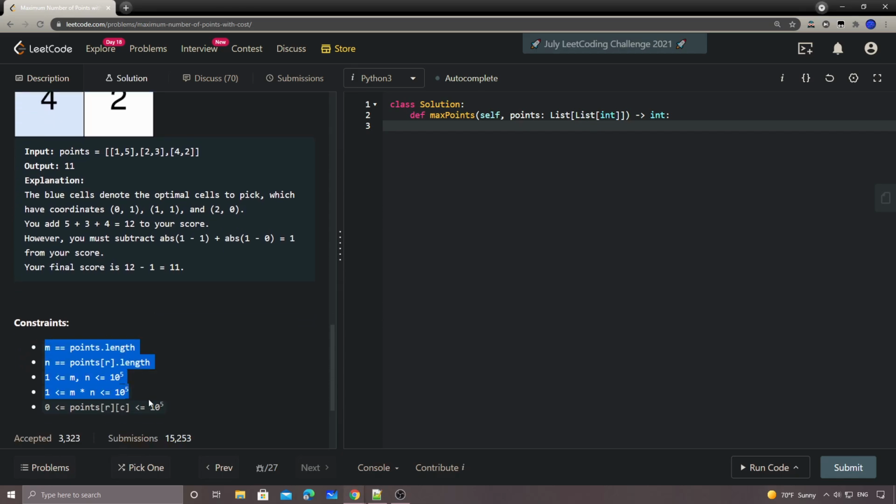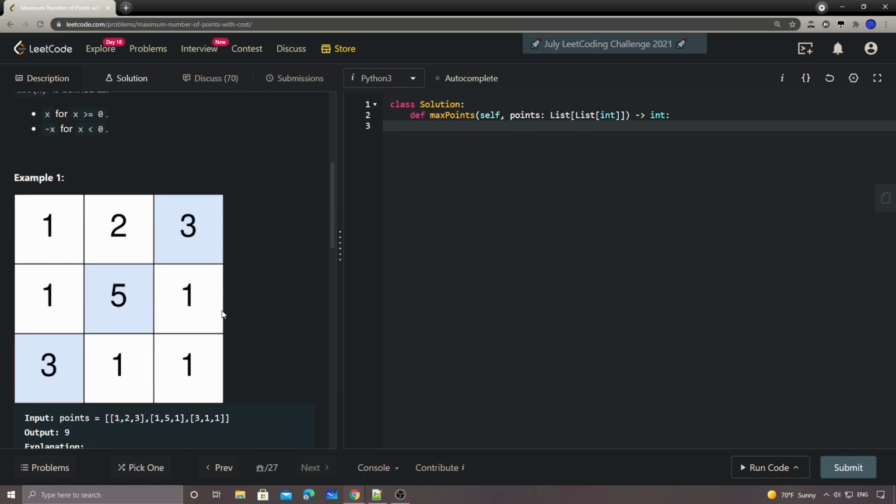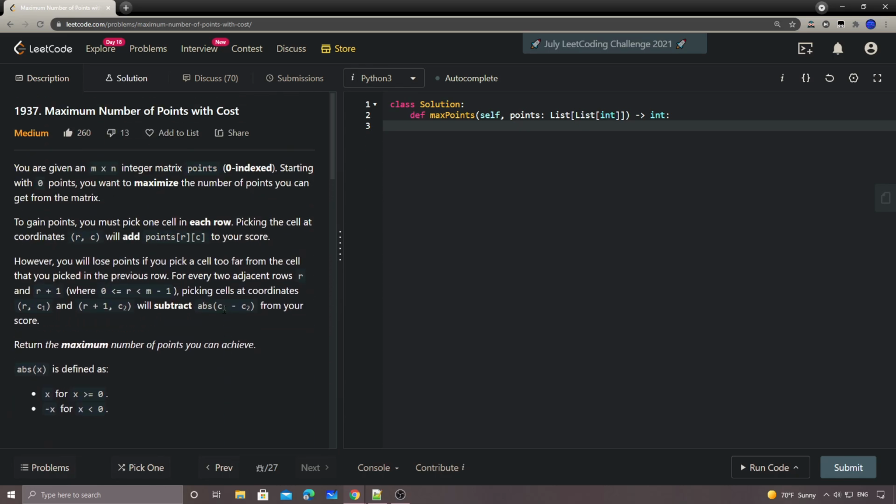And there are some constraints. Both m and n are up to 10 to the power of 5, and m times n in total is also at most 10 to the power of 5. So for this one, obviously, this is a DP problem, and I guess most people can at least get the first solution. It's not a real solution because it will TLE.